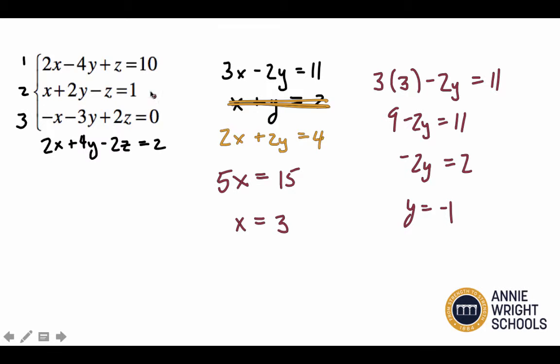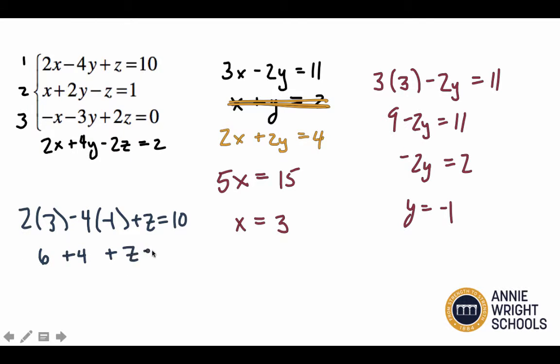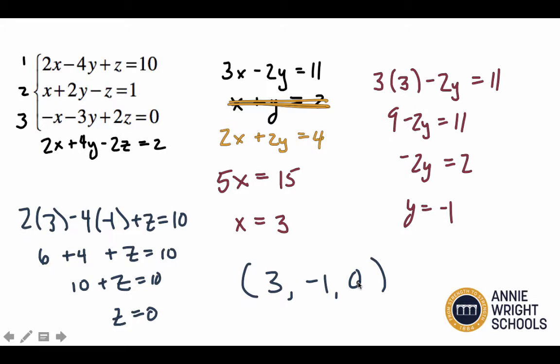Now go back to any original equation, plug in the variables you know, and you get 2 times 3 minus 4 times negative 1 plus z equals 10. So that's 6 plus 4 plus z equals 10. That's 10 plus z equals 10. Subtract 10 and you get z equals 0. That means our answer is the point (3, negative 1, 0).